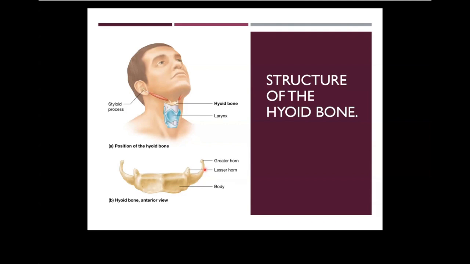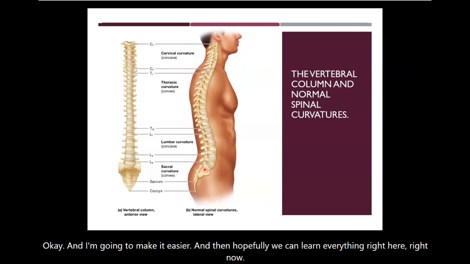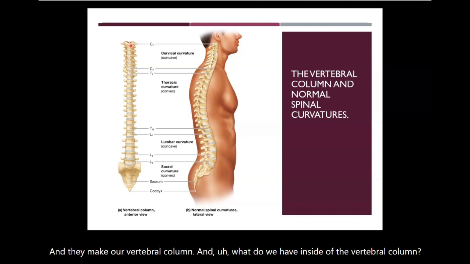Any questions? From the head till the neck, we're good? All right. Next, we're gonna cover the vertebral column. This one, it is a lot of bones, but it's very, very easy, okay? And I'm gonna make it easier, and hopefully we can learn everything right here, right now. So everyone, let's learn the bones of the vertebral column. So the vertebral column is made up of vertebra, okay? So just a bunch of vertebra, they're stacked on top of each other, and they make our vertebral column.